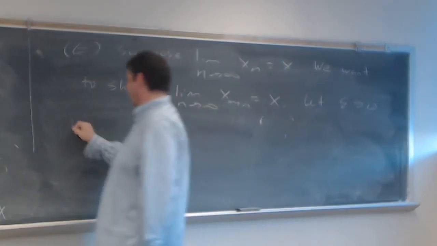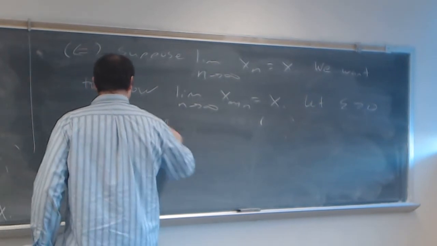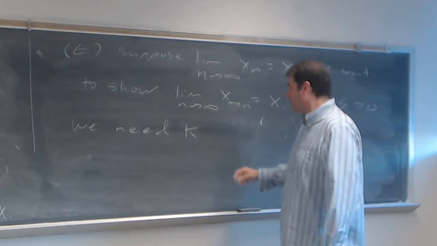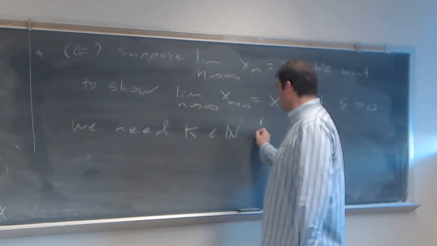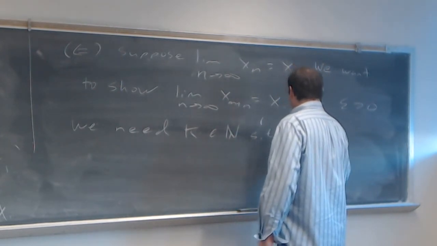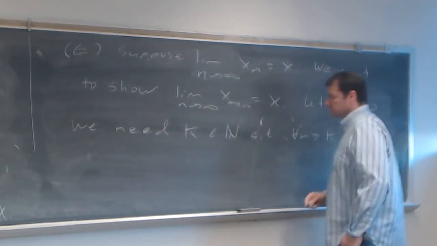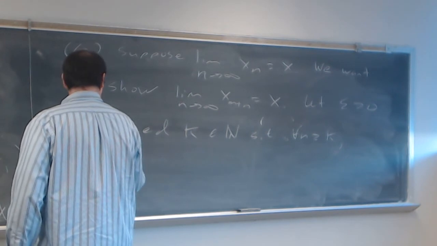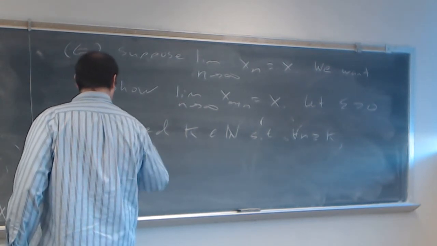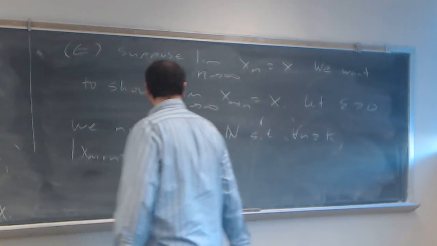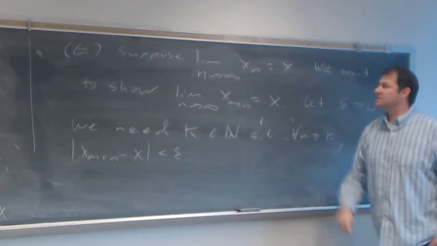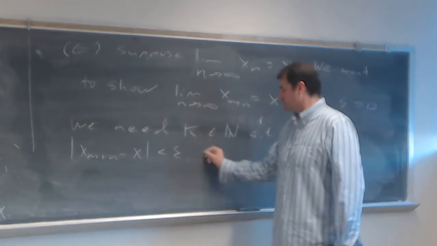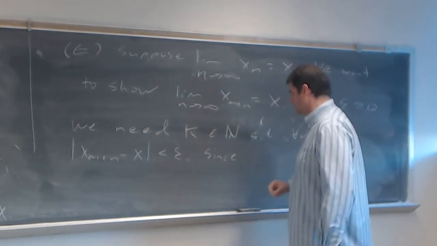What do I need? We need a k, I won't call it k again, even though we're having two k's. I'm just thinking of them in like two separate proofs. We need a k, an element of the natural numbers, such that for all n bigger than or equal to k, the absolute value of x of m plus n minus x will be less than epsilon. And all I'm getting to use is that the original sequence converges to x. Well, let's use it.